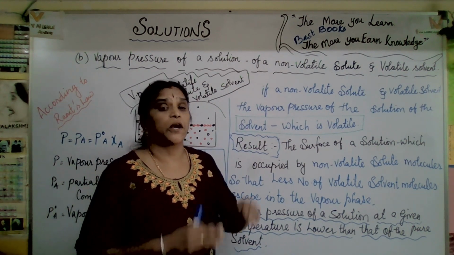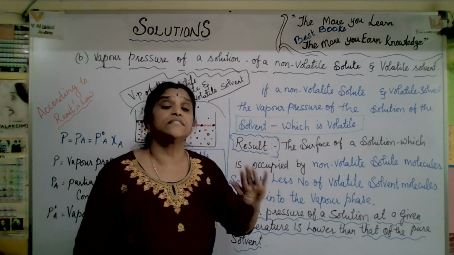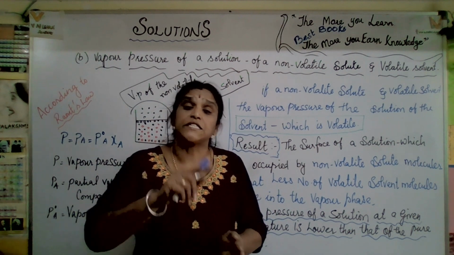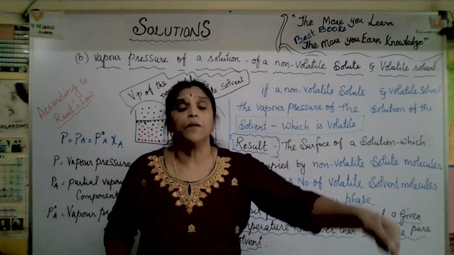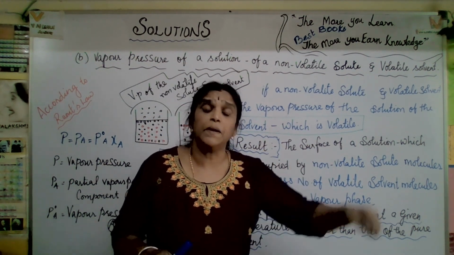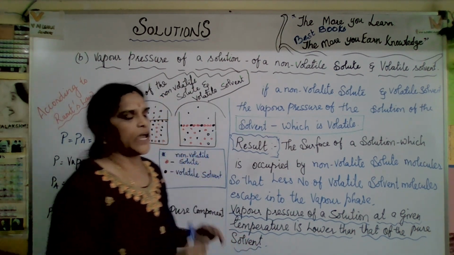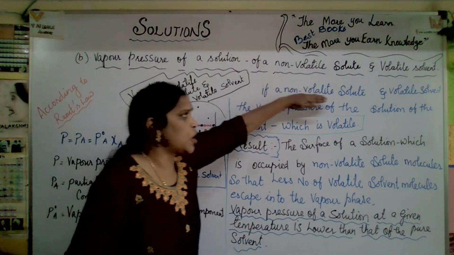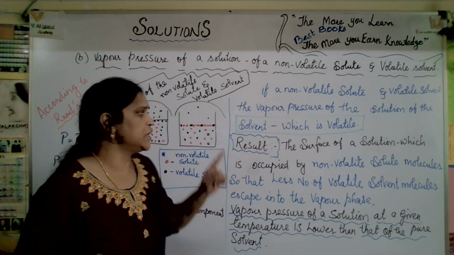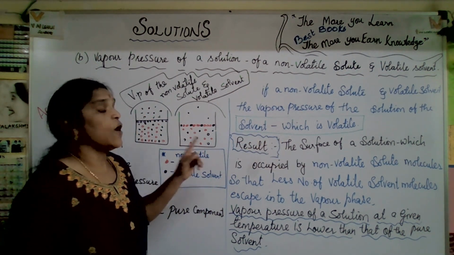Now come to this point. In the second category, one is a volatile solvent and the other is a non-volatile solute. Suppose a non-volatile solute is dissolved in a volatile solvent. What will be the result? That will be the question. In the vapor pressure of a solution of a non-volatile solute and volatile solvent, the solvent is what? Volatile.